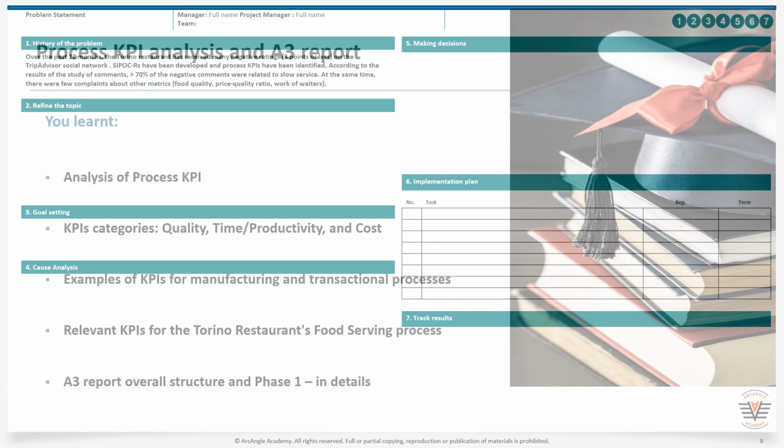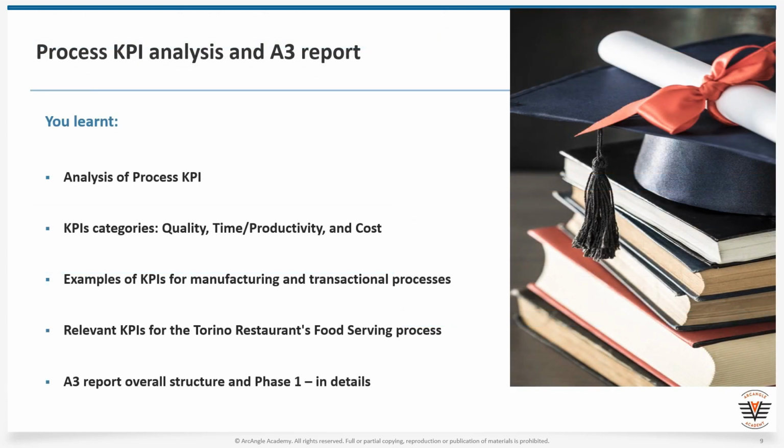Moving forward, we will explore the remaining steps of the A3 report and how they contribute to the problem-solving process. We will dive deeper into analyzing root causes, developing solutions, and monitoring the results to drive continuous improvement. Throughout this module, we have covered essential concepts related to process KPI analysis and the utilization of the A3 report in Kaizen projects. Let's recap the key things you have learned.